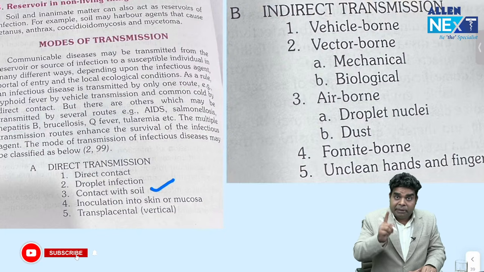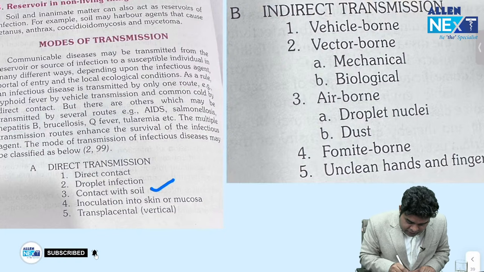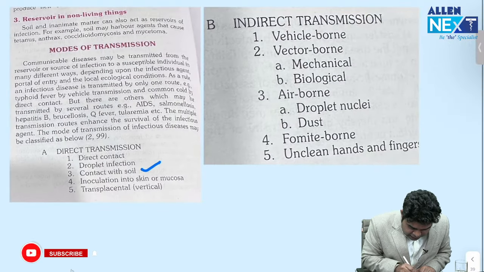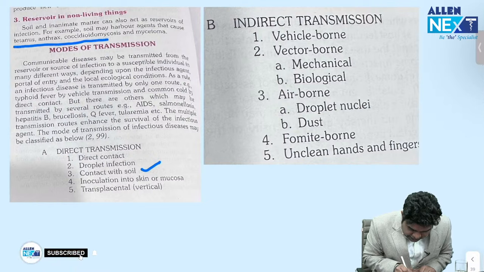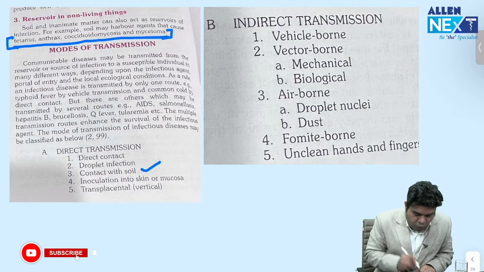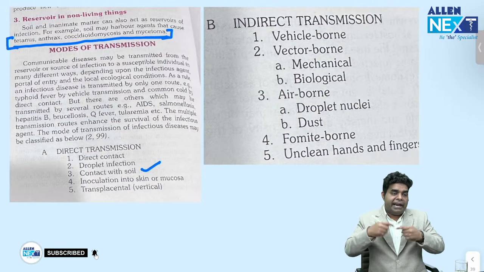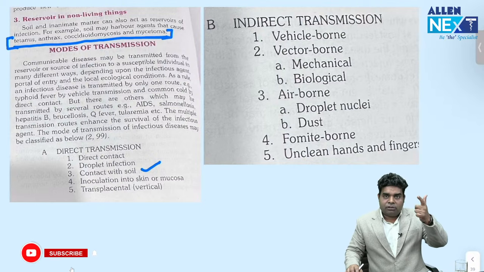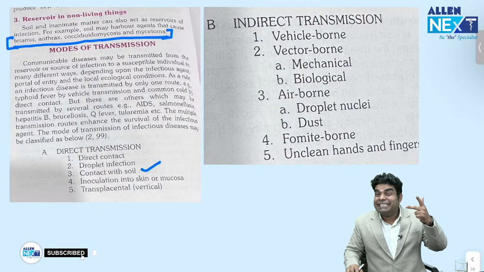Contact with soil can be direct. In which case? It is written, soil can be direct contact for tetanus, anthrax, coccidioidomycosis and mycetoma. For these four illnesses, soil can be a direct source. Tetanus, anthrax, coccidioidomycosis and mycetoma.